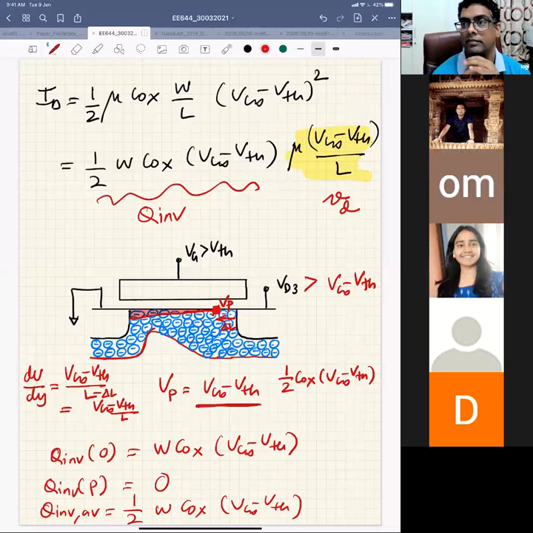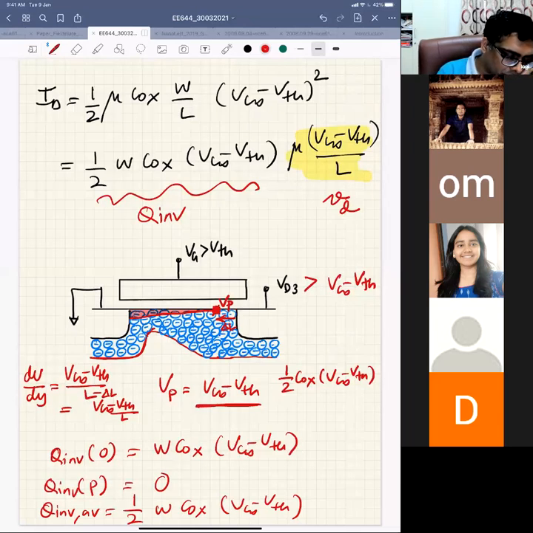Sir, here we have written Q inversion as W times Cox times VGS minus VTH. So, sir, it is coulomb per centimeter. Yeah, this becomes coulomb per centimeter because W is included but L is not taken into account here. So if you want to find the coulomb, you have to multiply by L. Sir, our current equation is also ampere per centimeter? No, no.